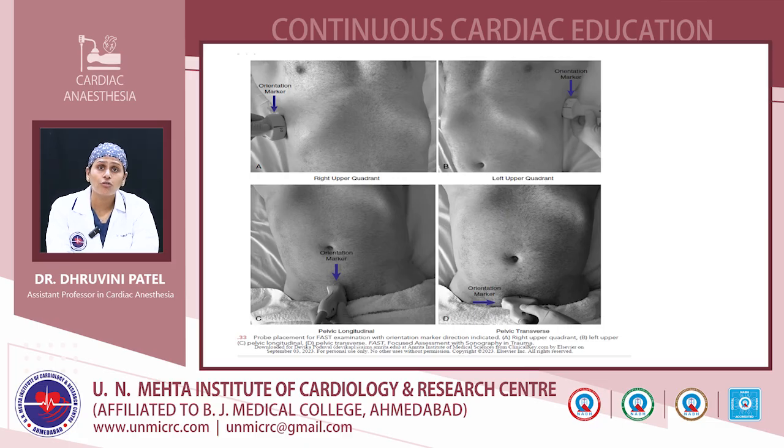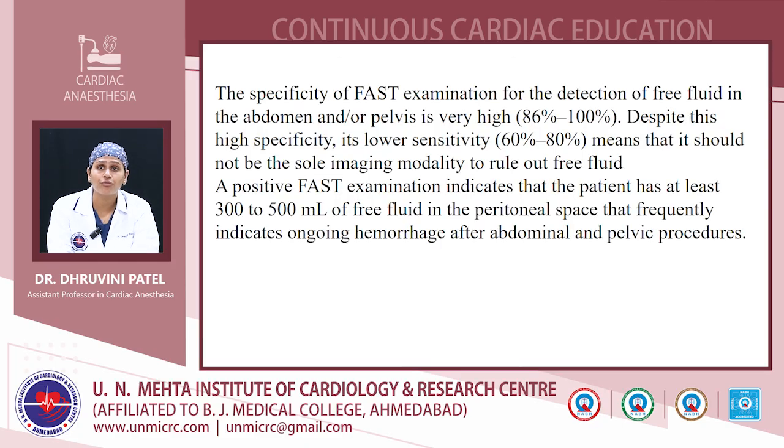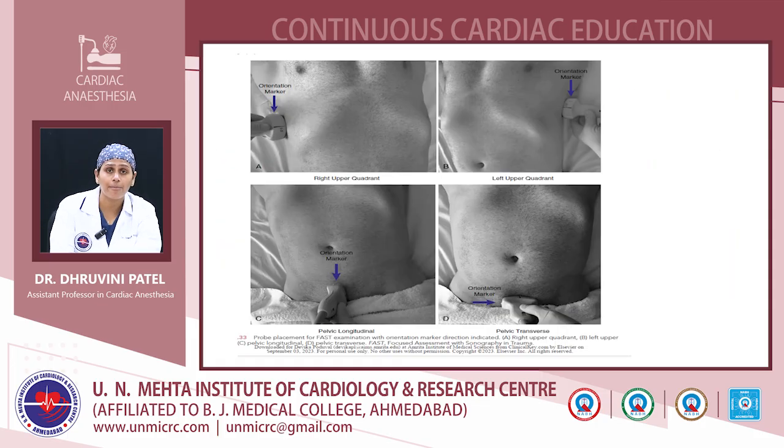The specificity of the FAST examination for detection of free fluid in the abdomen and/or pelvis is very high, at 86% to 100%. Despite this high specificity, it has a lower sensitivity, which means it should not be the sole imaging modality to rule out free fluid. A positive FAST examination indicates that the patient has at least 300 to 500 ml of free fluid in the peritoneal space, which frequently indicates ongoing hemorrhage after abdominal and pelvic procedure.